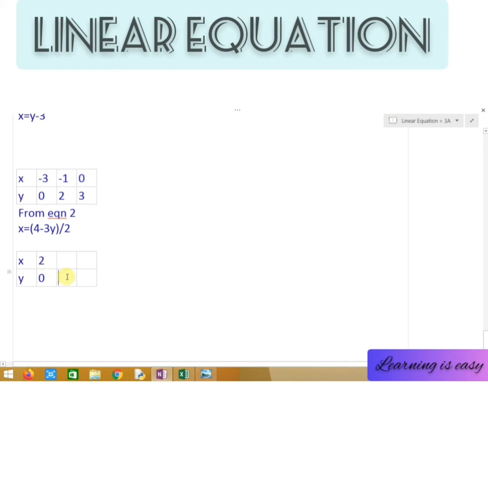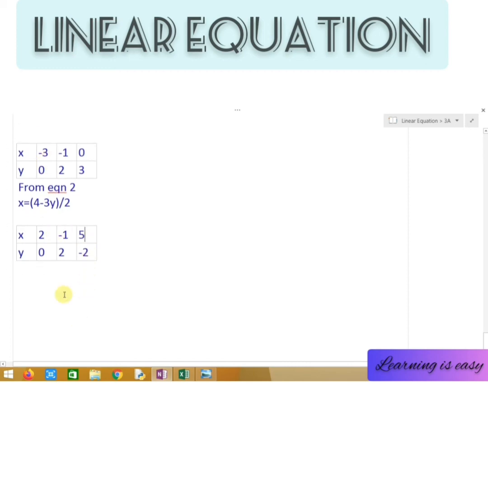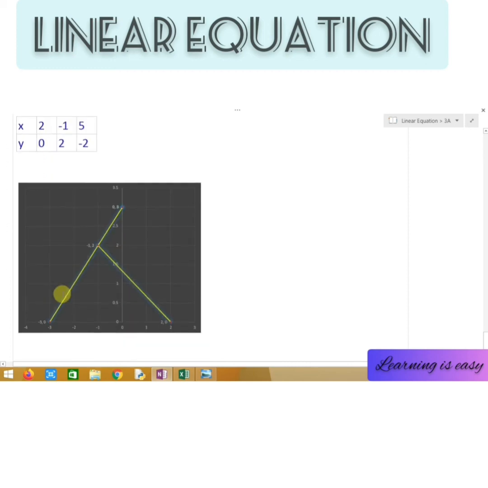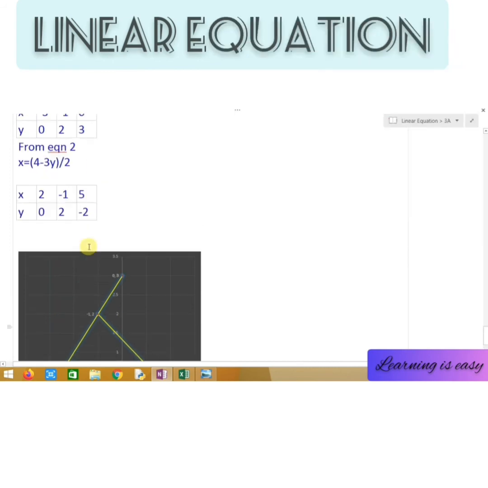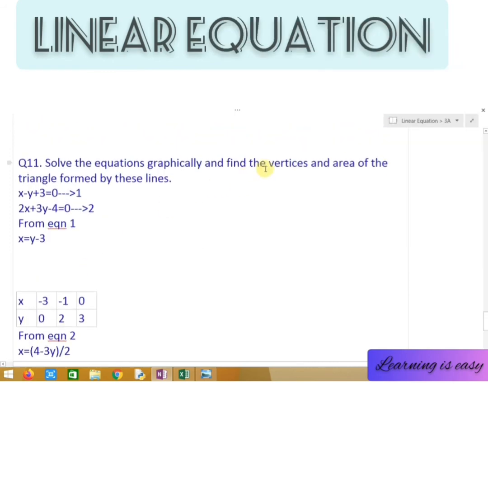So when y is 0, x is going to be 2. When y is 2, x is going to be 3 2s are 6, so minus 1. When y is minus 2, x is going to be 5. So with all this, we can first plot the graph. So if you see here, it's just like a triangle and 3 vertices.